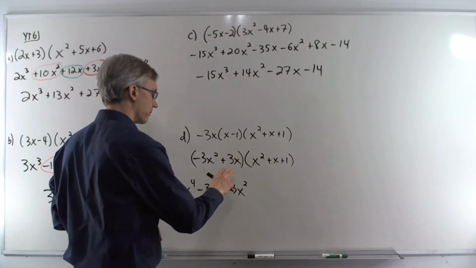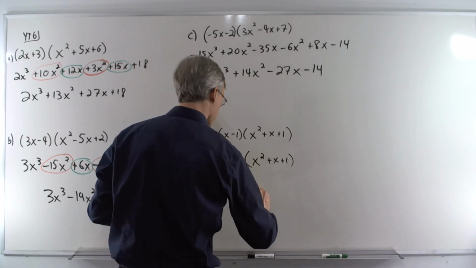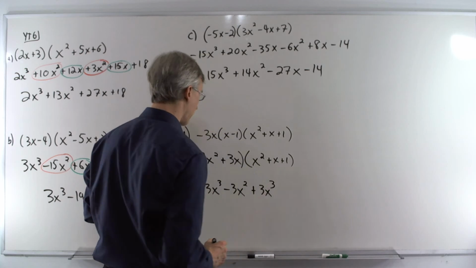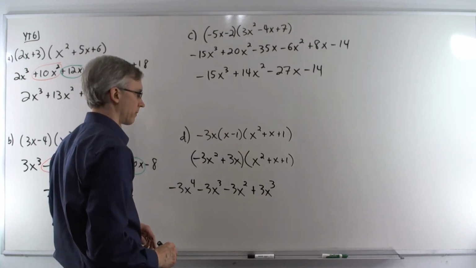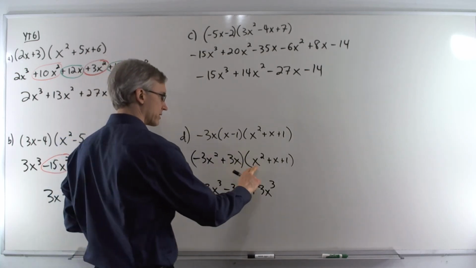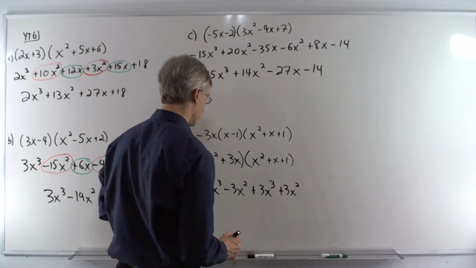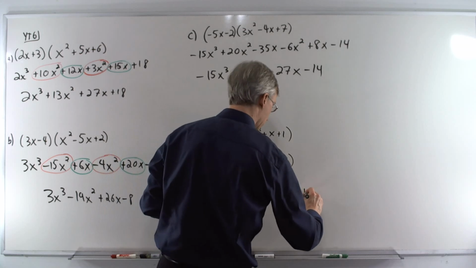All right, now I'm going to distribute positive 3x into this one. So that's positive 3x to the third power. Now 3x times x plus 3x squared, and then 3x times 1.